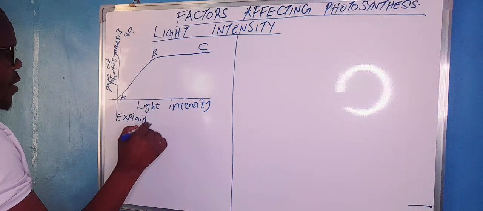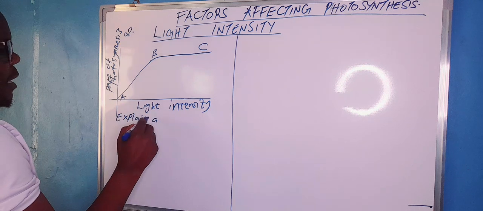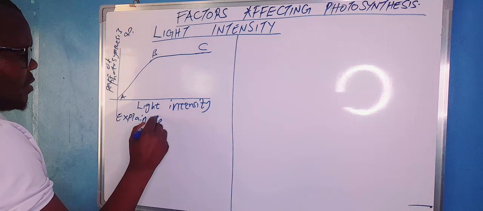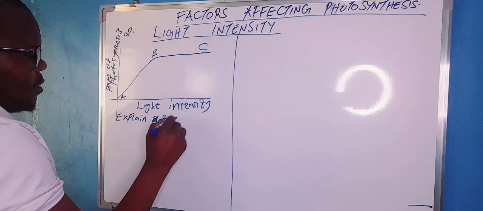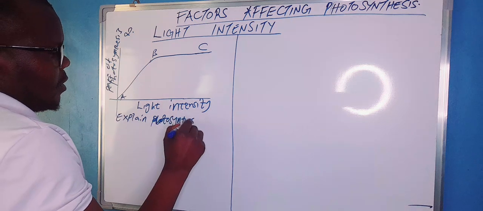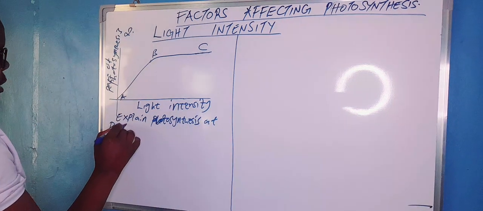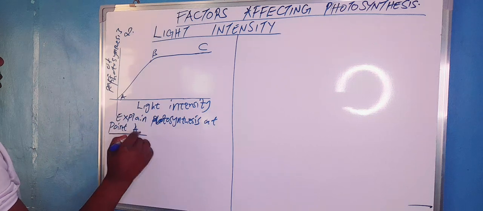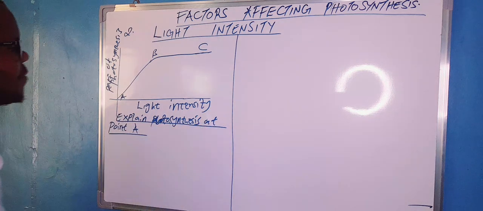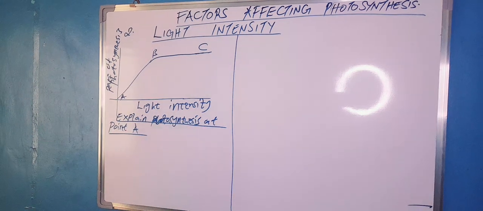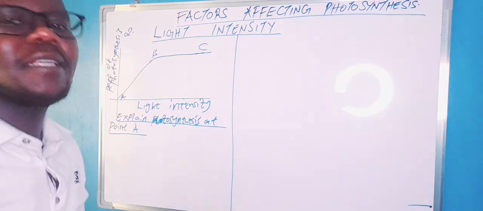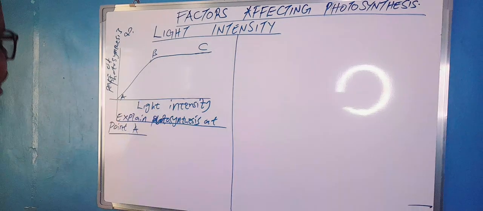Explain photosynthesis at point what? A. You are explaining photosynthesis at this point A. Just like the temperature at point A, you can check our light intensity is low.